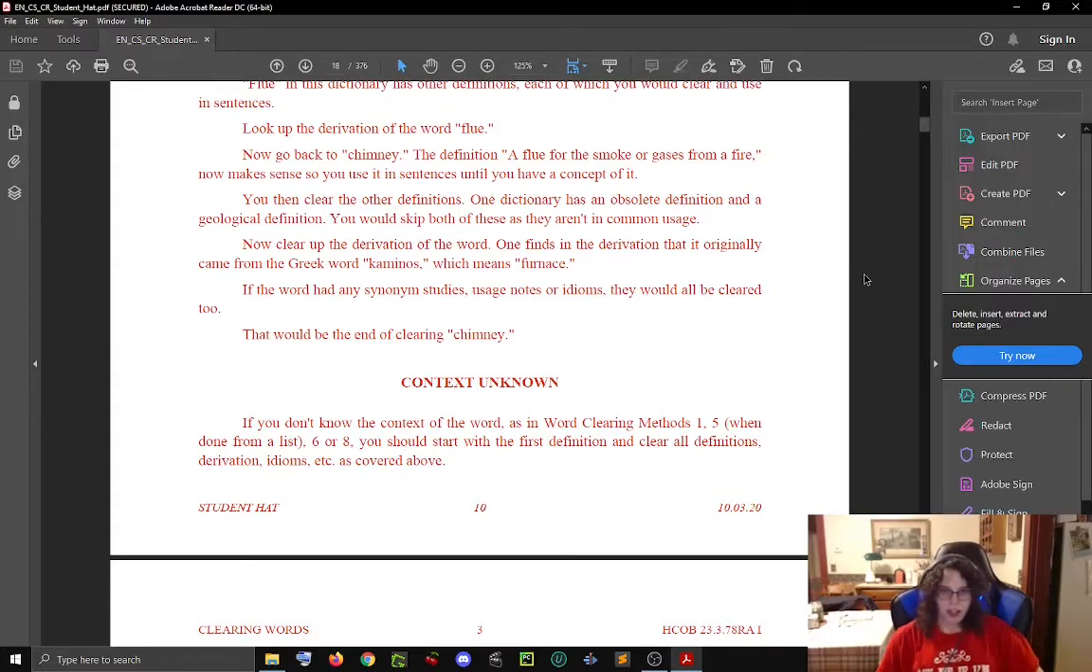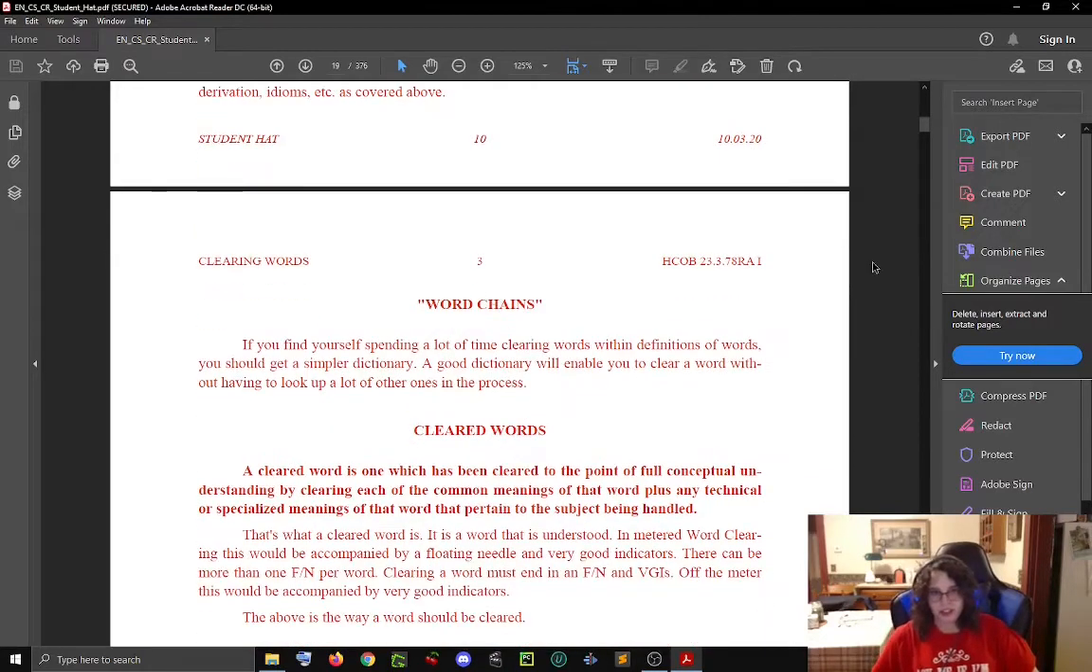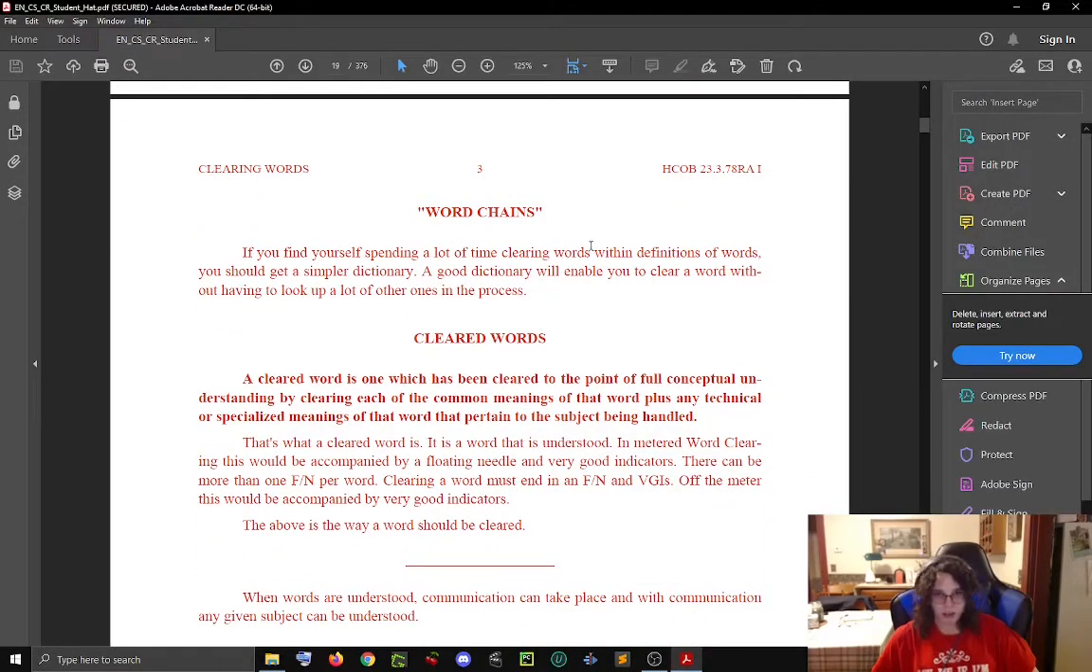If you don't know the context of the word, as in word clearing methods 1, 5 when done from a list, 6 or 8, we're going to cover those later. You should start with the first definition and clear all definitions, derivation, idioms, etc. as covered above. Word chains. If you find yourself spending a lot of time clearing words within definitions of words, okay, so there's the thing I was talking about, you should get a simpler dictionary. A good dictionary will enable you to clear a word without having to look up a lot of other ones in the process.